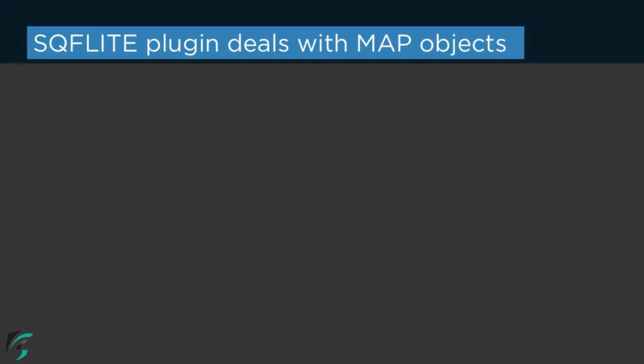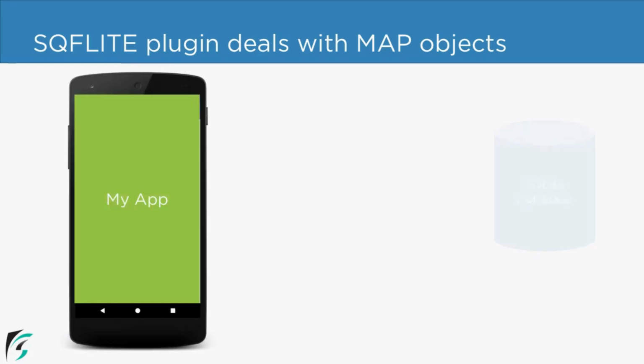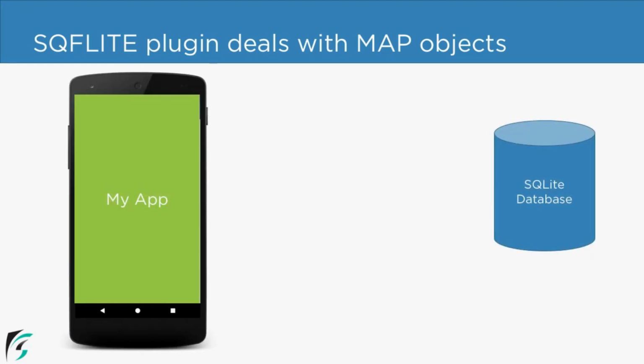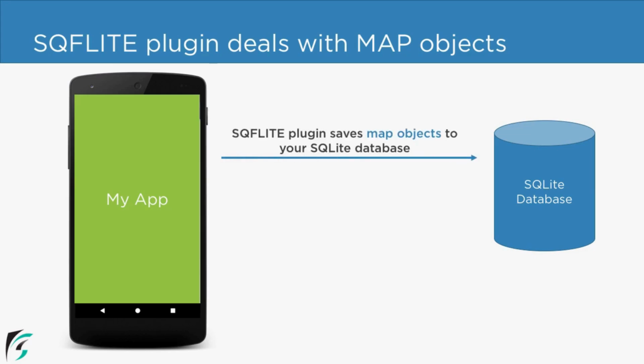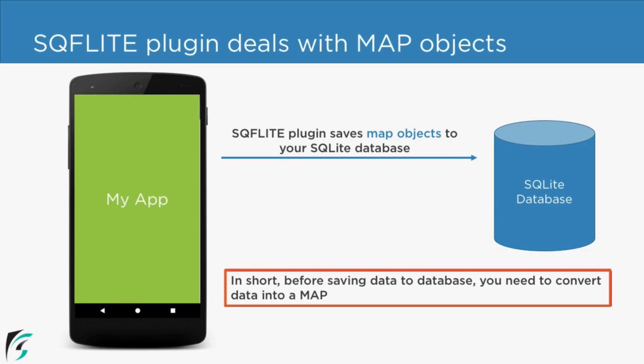Well, this plugin deals with only map objects. So what does it exactly mean? Suppose this is our application and this is our SQLite database. Now using this plugin, I want to save data to my SQLite database. In that case, you are only allowed to save data to the SQLite database in the form of map objects. That is, this plugin saves only map objects to your database. So in short, before saving data to the database, you need to convert your object into a map object.